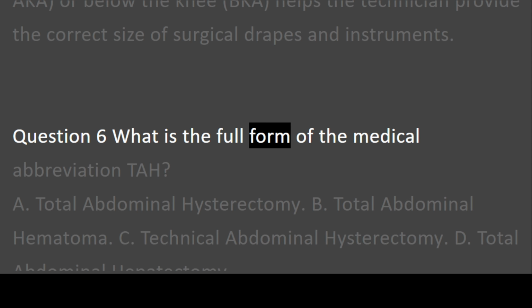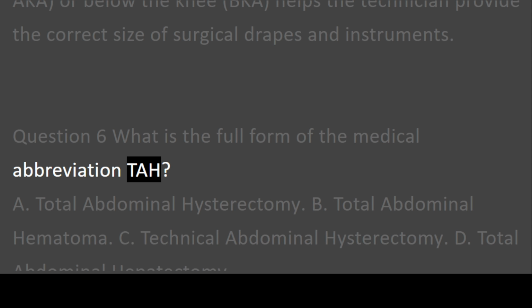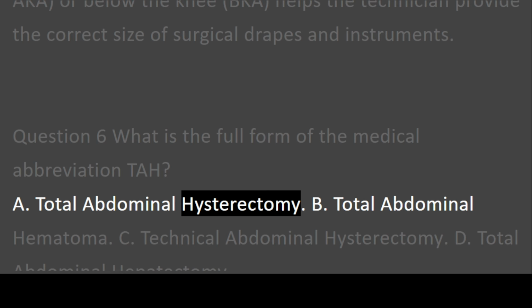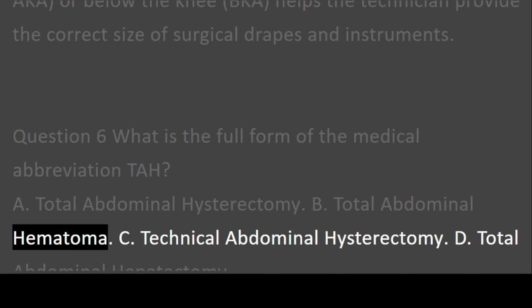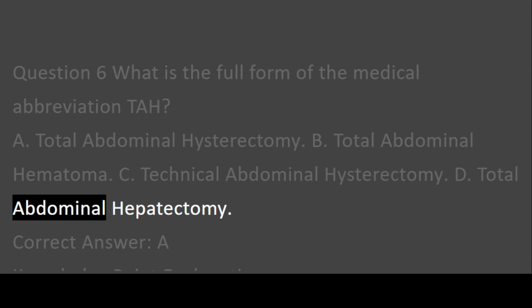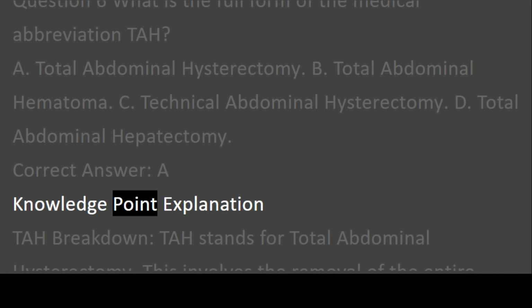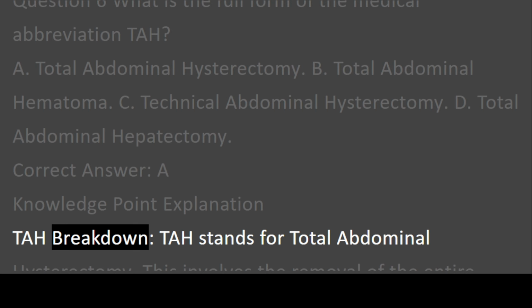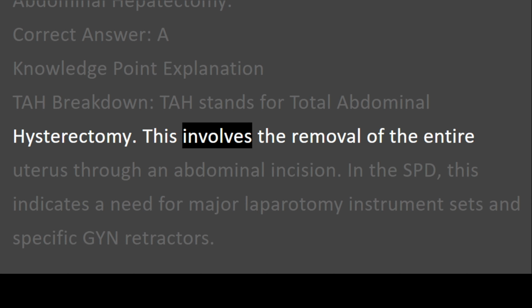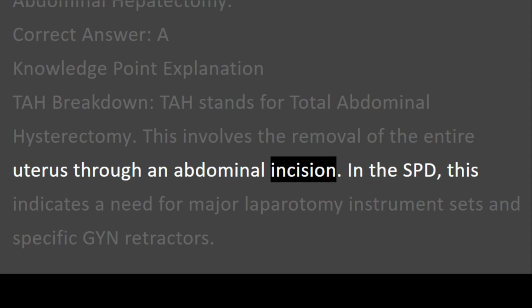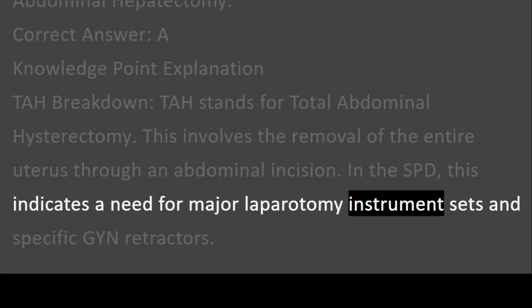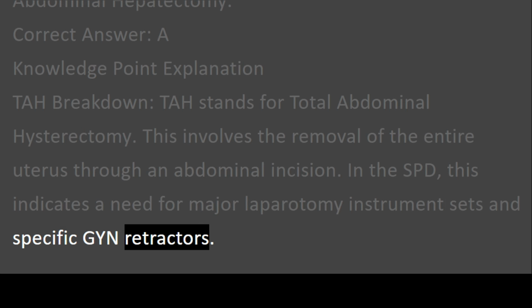Question 6. What is the full form of the medical abbreviation TAH? A. Total abdominal hysterectomy. B. Total abdominal hematoma. C. Technical abdominal hysterectomy. D. Total abdominal hepatectomy. Correct answer, A. Knowledge point explanation. TAH breakdown. TAH stands for total abdominal hysterectomy. This involves the removal of the entire uterus through an abdominal incision. In the SPD, this indicates a need for major laparotomy instrument sets and specific GYN retractors.